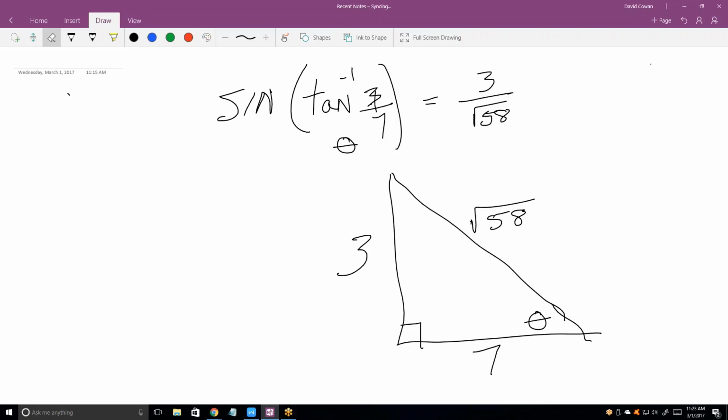So a tough problem like this, notice once again that we didn't figure out what theta was at any point in time. We figured out what the sine of theta was, but we didn't figure out what theta is. And that's the way these are meant to be done. They don't want you necessarily to figure out what theta is to answer these questions.